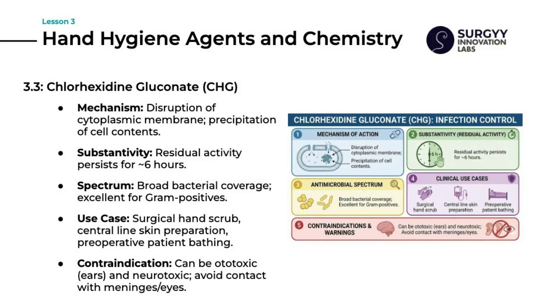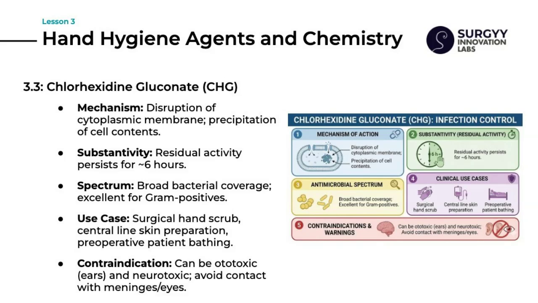Lesson 3, Hand Hygiene Agents and Chemistry. 3.3 examines chlorhexidine gluconate, also known as CHG. Its mechanism involves the disruption of the cytoplasmic membrane and the subsequent precipitation of cell contents. A major feature is substantivity, meaning its residual activity persists on the skin for approximately 6 hours after application.